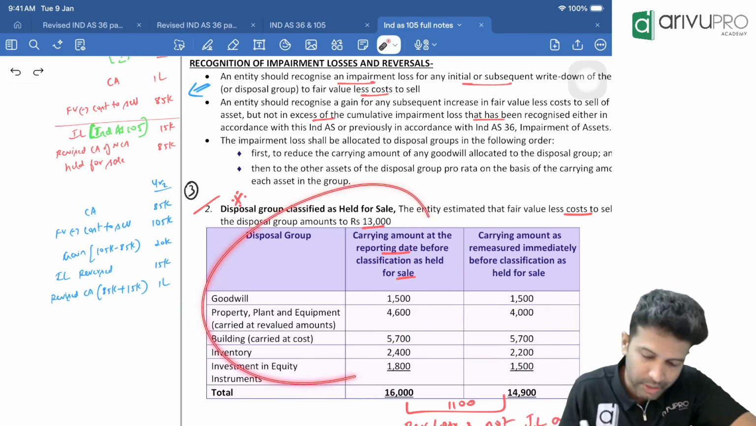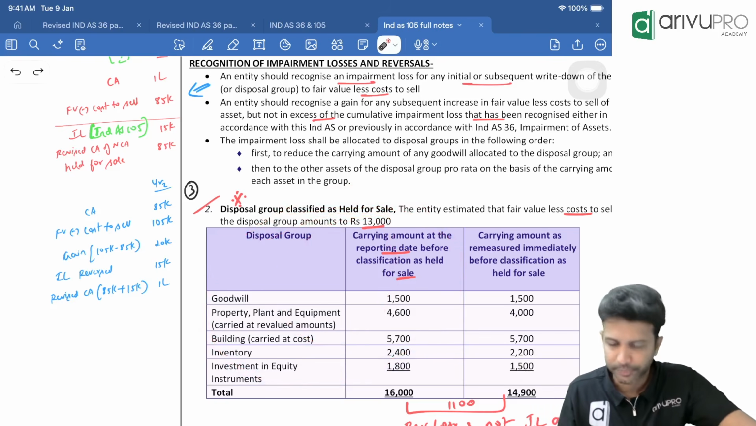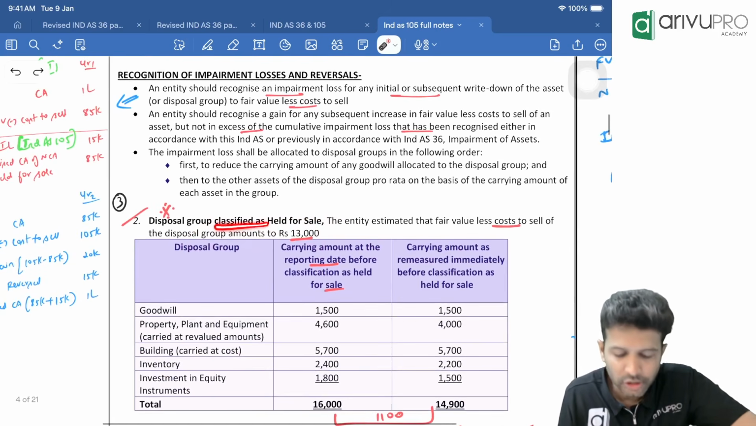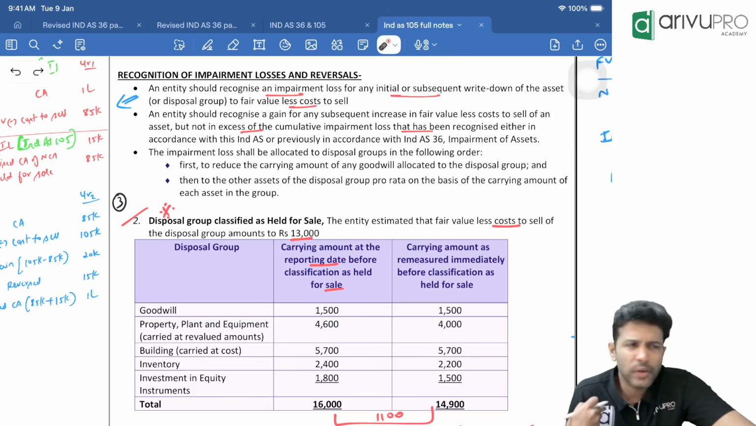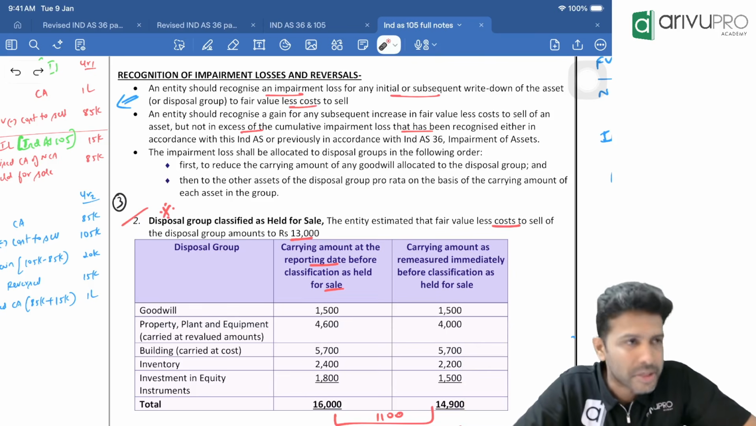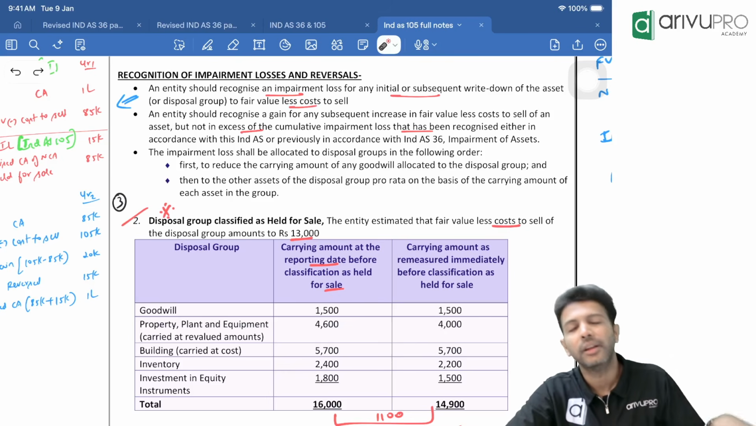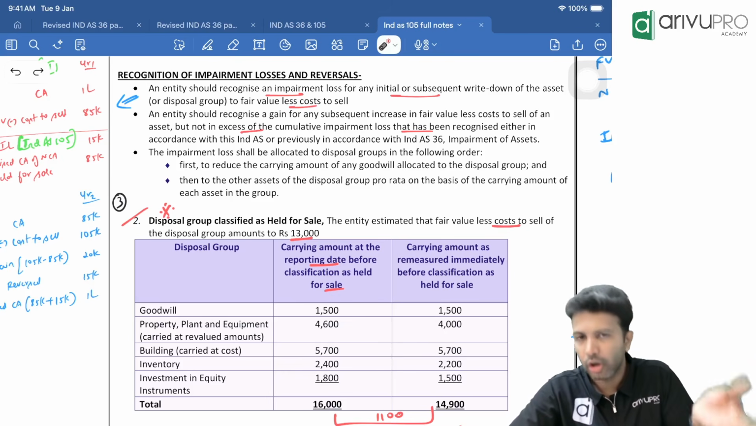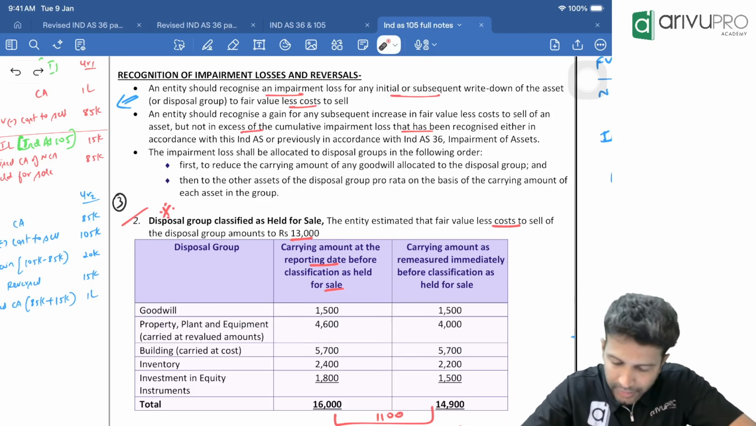So this is a question based on that. It's an example in the study material. I've converted it into a question. So let's see. Disposal group is classified as held for sale. Fair enough. Now we already know, once a non-current asset gets classified as held for sale, what is the measurement principle? Initially as well as at every reporting period, it will be measured at carrying amount or fair value less cost to sell, whichever is lower. Okay, keep that in mind.